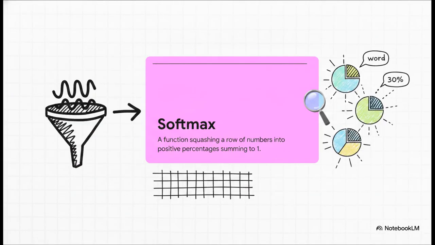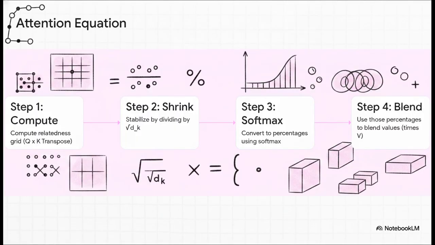Once we've stabilized everything, we pass those numbers through a neat little function called softmax. Softmax takes a row of raw scores and beautifully squashes them into positive percentages that all add up perfectly to 1. It basically takes our relatedness grid and translates it into clean, highly readable attention percentages. It spits out something like, hey, word 3 is currently spending 60% of its attention on word 5 and 30% on word 2.